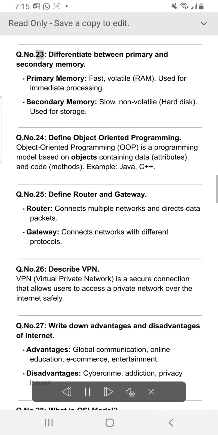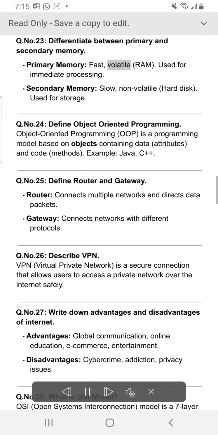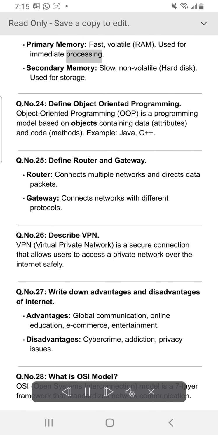Number 23, differentiate between primary and secondary memory. Primary memory, fast, volatile, RAM, used for immediate processing. Secondary memory, slow, non-volatile, hard disk, used for storage.